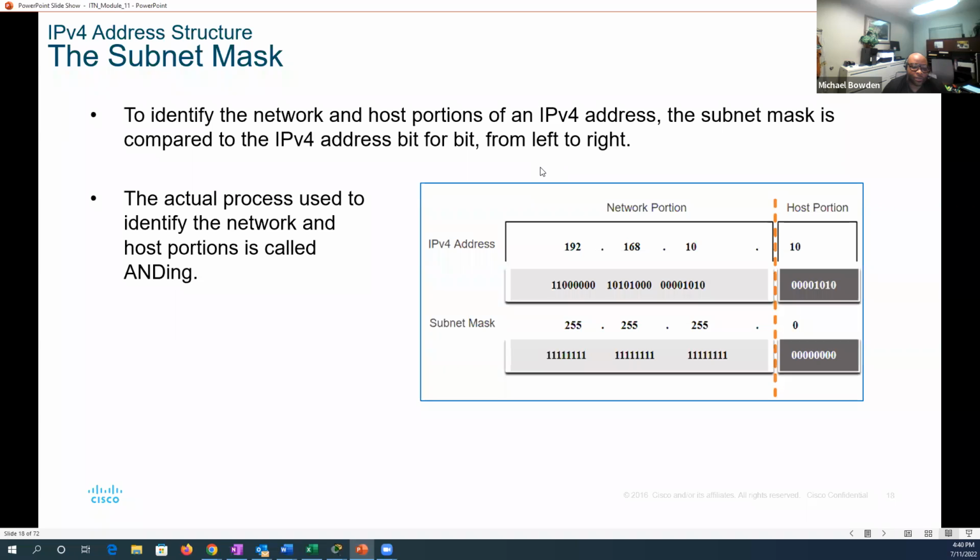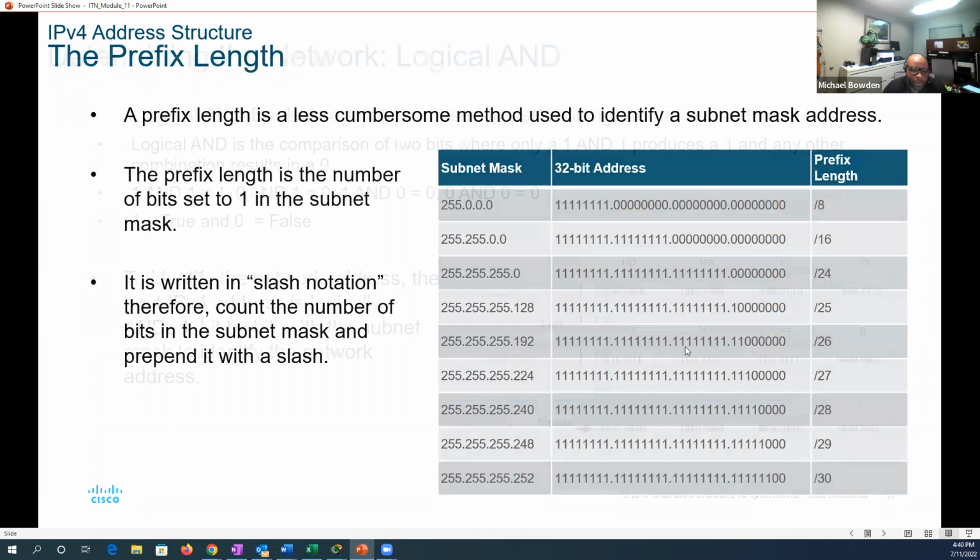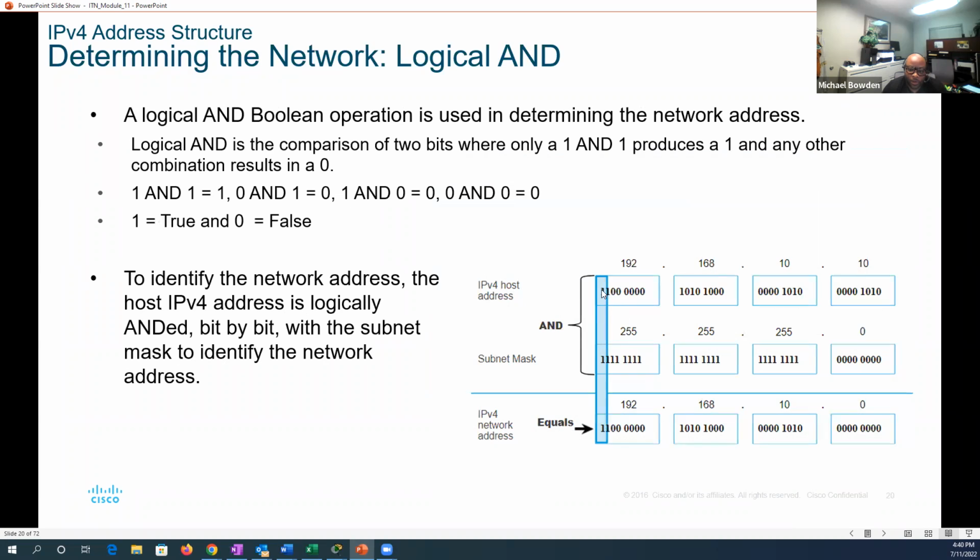So pretty much it goes into the process of ANDing, which is how you figure out your network, given your IP address and your subnet mask. Here's our IP address in binary, then we have our subnet mask in binary. ANDing is when you take those binary digits and AND them together: 1 and 1 equals 1, 0 and 1 equals 0, 1 and 0 equals 0, 0 and 0 equals 0.